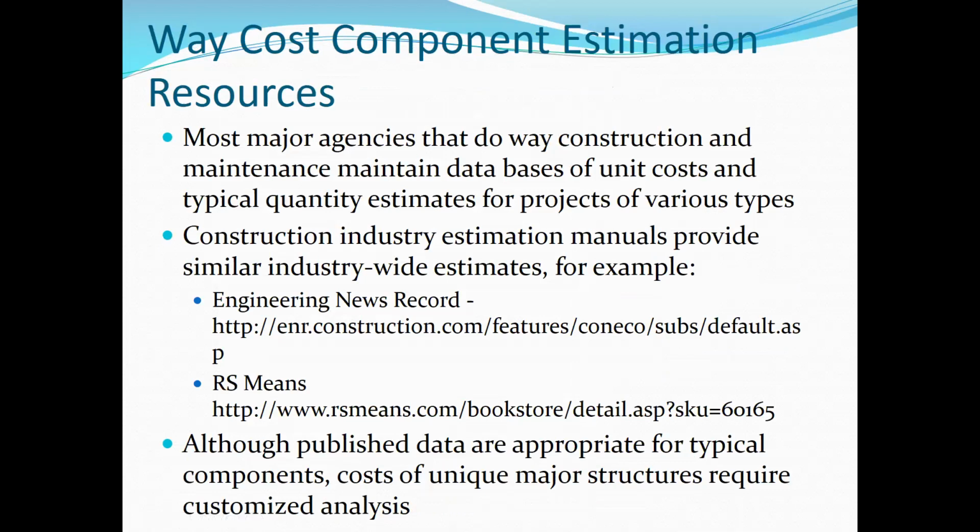So there are some major resources. Most major agencies that do construction and maintenance maintain databases of unit costs and typical quantity estimates for projects of various types. And here are some links that I provide you. You can look those up, and Engineering News-Record and RSMeans. These are some published data. The published data are appropriate for typical components, but if you have unique major structures, you might need some customized analysis. If you have some unique structure that you're dealing with, then you might have to do a more engineering cost model type estimate. You may not be able to rely on the published resources.